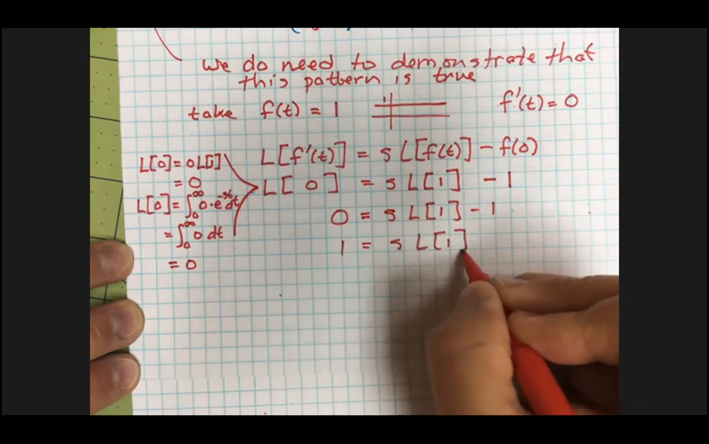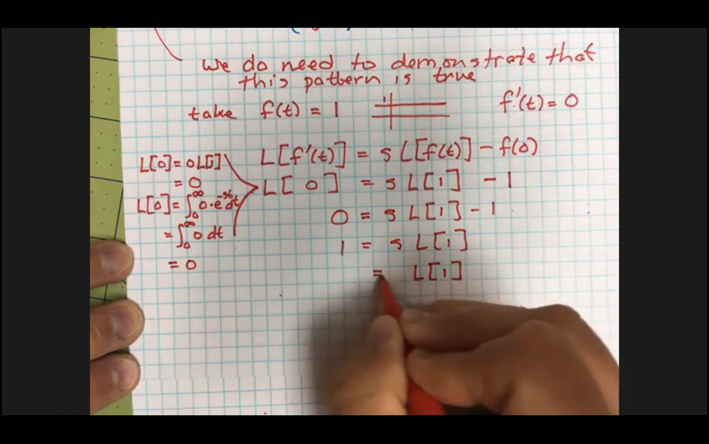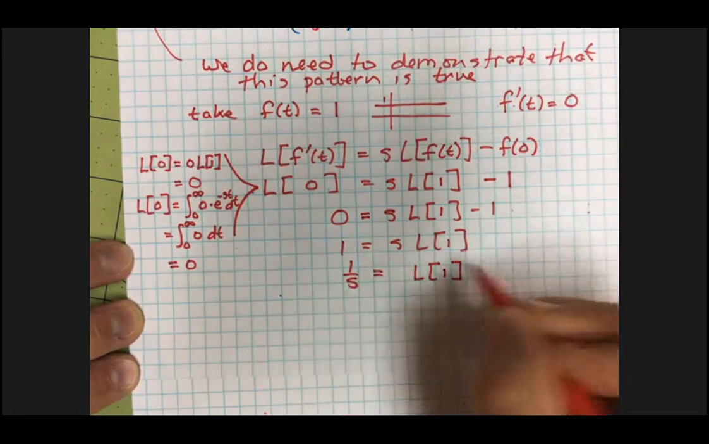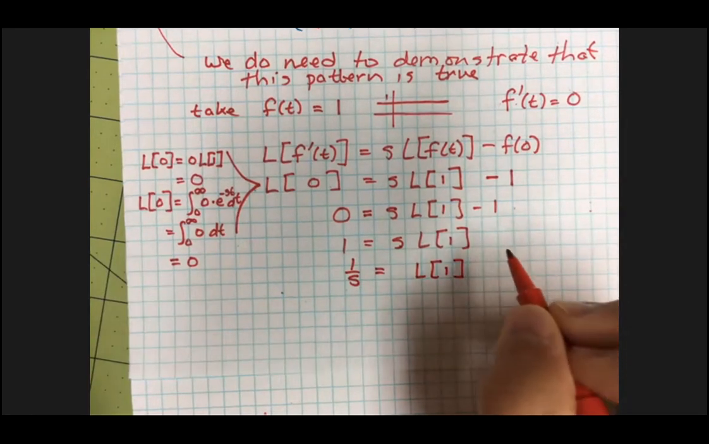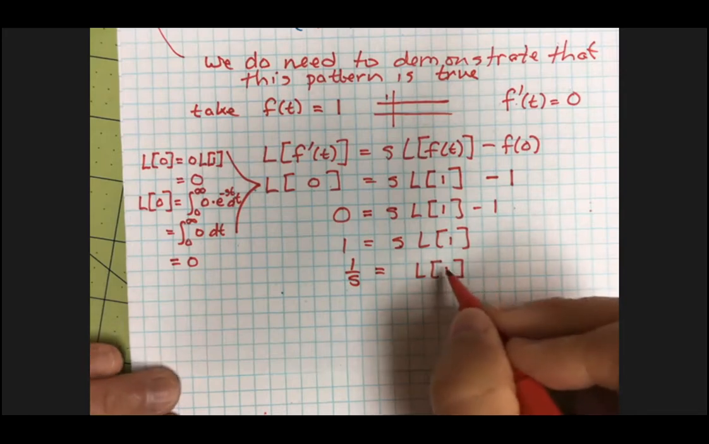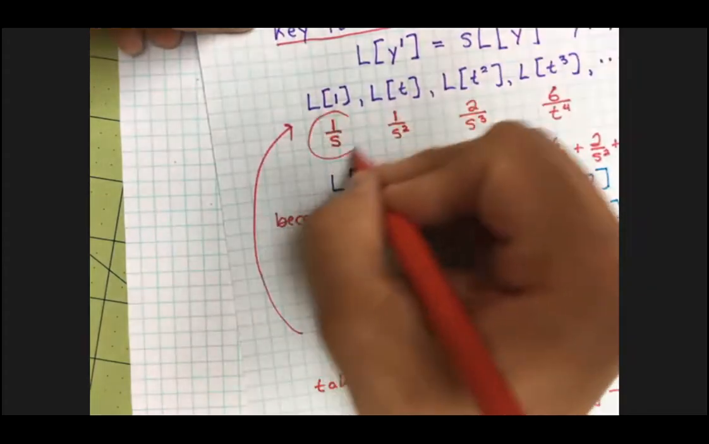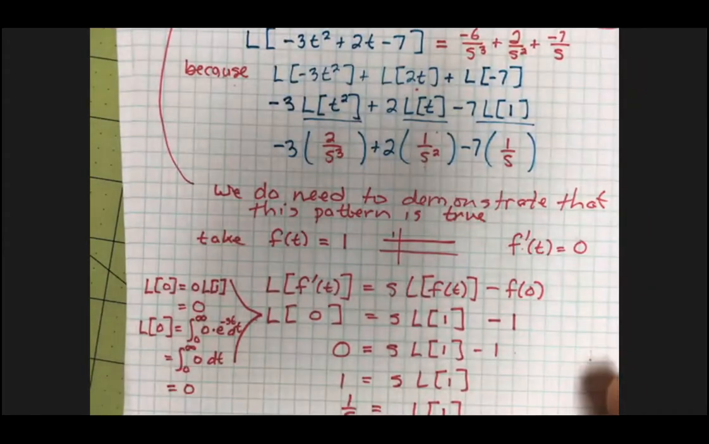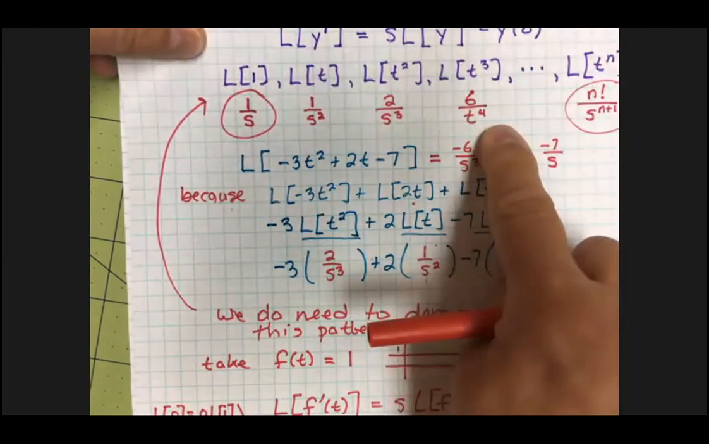I will divide both sides by S. And the Laplace transform of one is now one over S. Now your first reaction is that's too silly. You could have done it by the definition too, but I've knocked this one out. Now your next question then is going to be, but how long is it going to take you to knock all the others out? And the answer is very, very shortly.